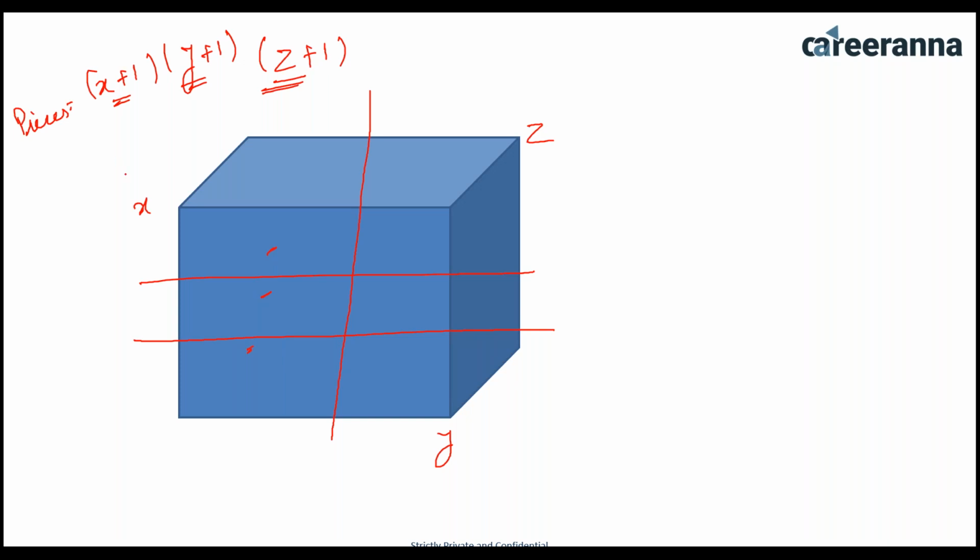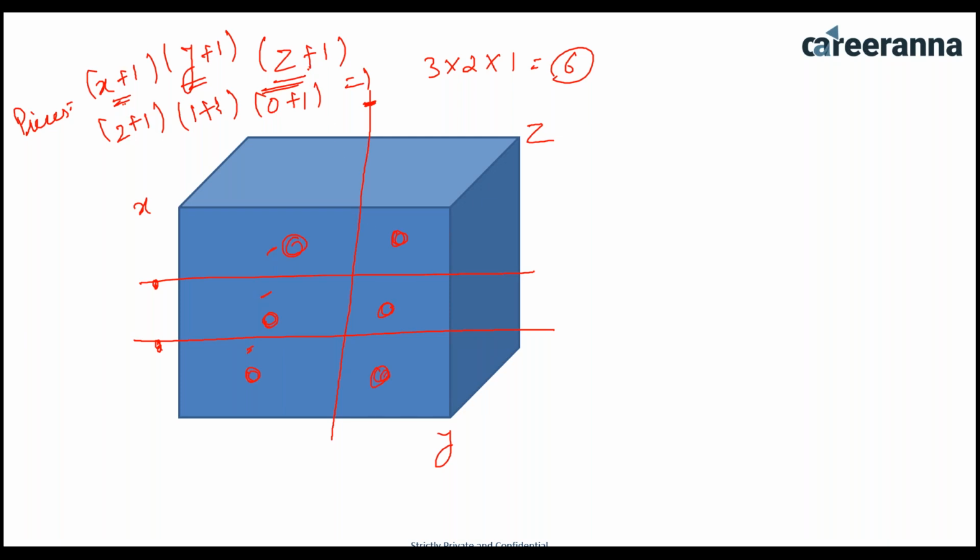Okay, so let us assume. What is the value of x? 1 and 2. There are two cuts. So if I put the value here, it will be 2 plus 1. And what is the value of y? It is 1, so 1 plus 1. And z is 0, as I have not made any cut along z-axis, so it will be 0 plus 1. Now I have to solve it: 3 multiplied by 2 multiplied by 1. It will be 6. So I can also count that there are 6 pieces: the first one, second one, third one, fourth one, fifth one, and sixth one.